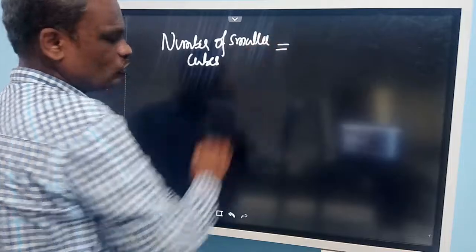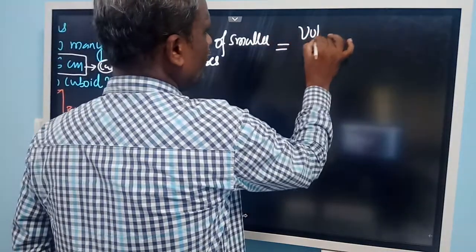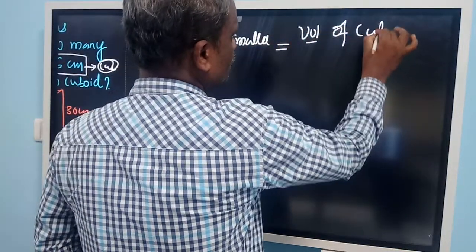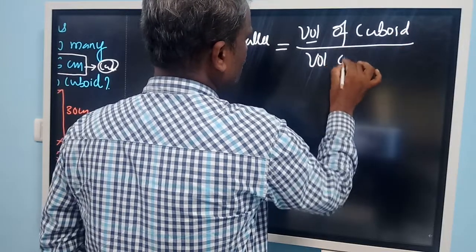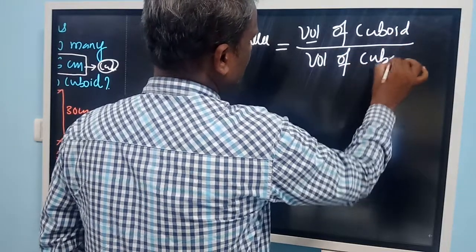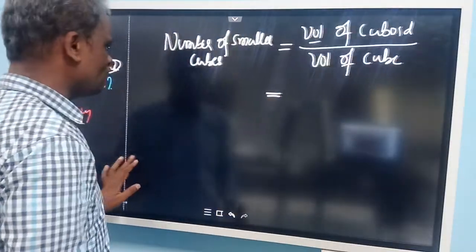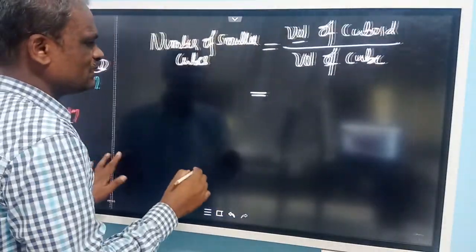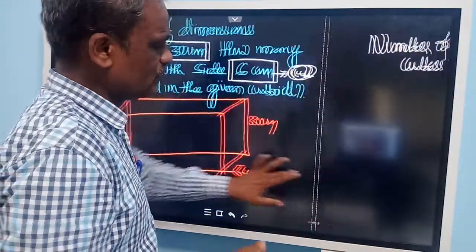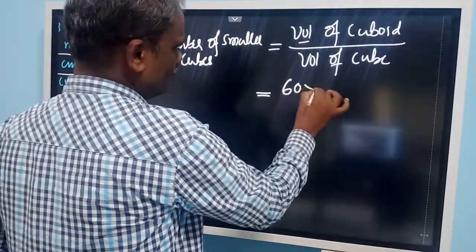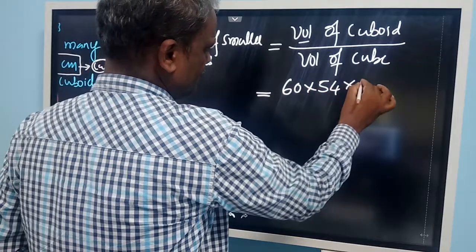The number of cubes that can be placed in the cuboid is equal to the volume of the cuboid divided by the volume of the cube. Now what is the formula to find the volume of a cuboid? L into B into H. That is 60 into 54 into 30. Directly you can write 60 into 54 into 30.